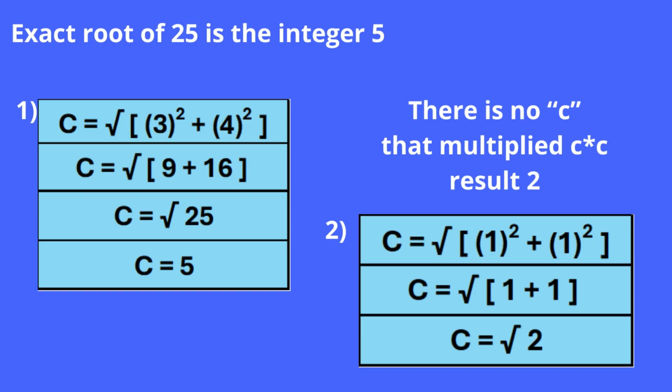Here we present two square roots. In the first example, the legs a equals 3 and b equals 4, resulting in the root of 25 equal to 5. We say that the square root of 25 is exact. In the second example, the legs a equals 1 and b equals 1. There is no integer c that multiplied by itself, that is, c times c, results in 2. Here we say that the root is not exact, and we call it an irrational root.